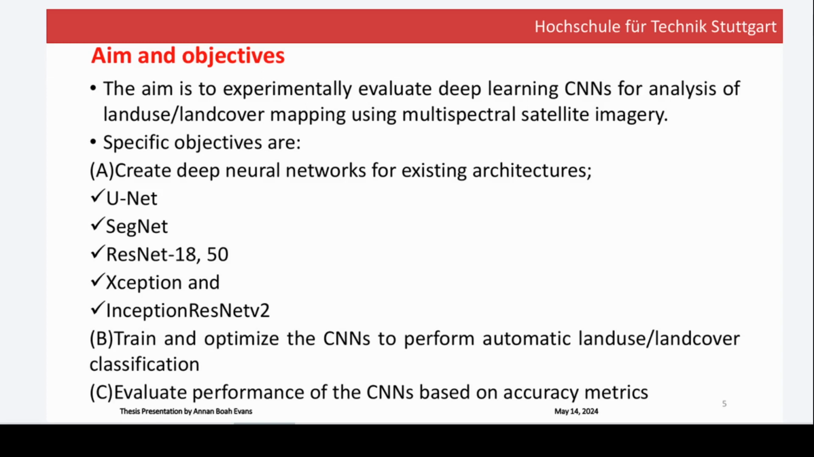So first of all, we considered UNet, SegNet, ResNet 18, ResNet 50, Xception, and Inception in our case. Then our objective B is how we are going to train these neural networks to perform the automatic land use land cover classification. So the next objective, B, is to train and optimize the configurations of the neural networks to perform automatic land use land cover classification. And our objective C is to evaluate the performance of these neural networks based on accuracy metrics.